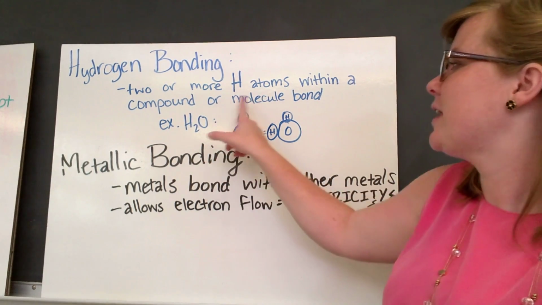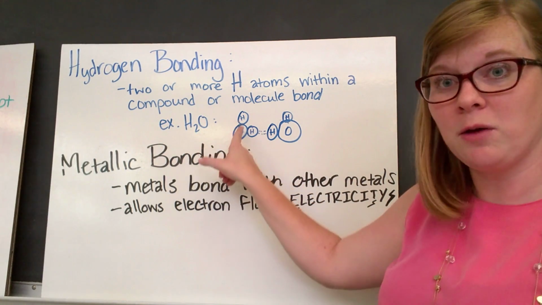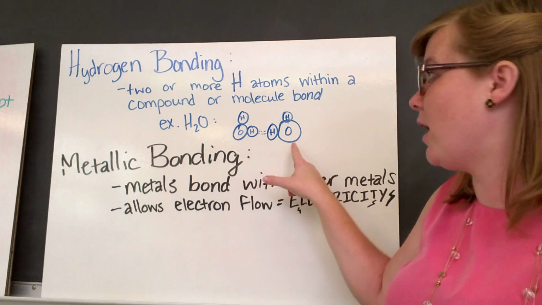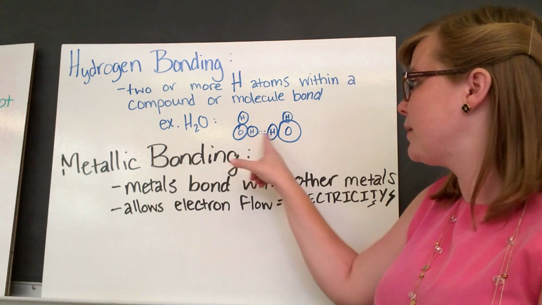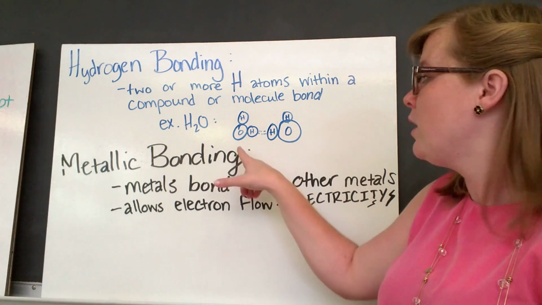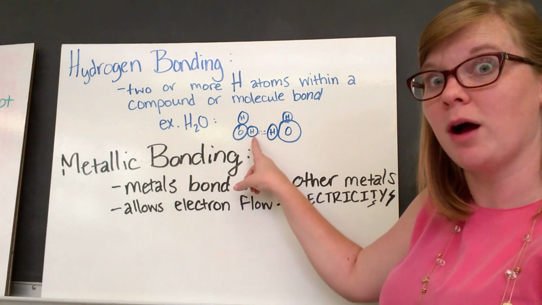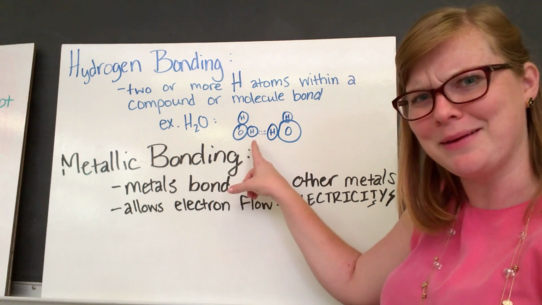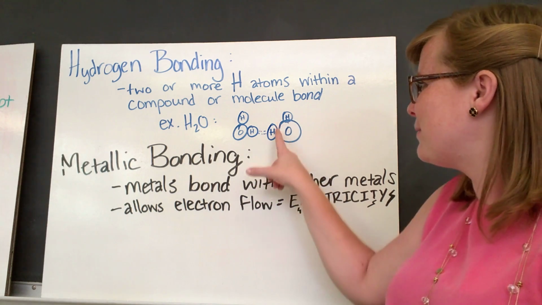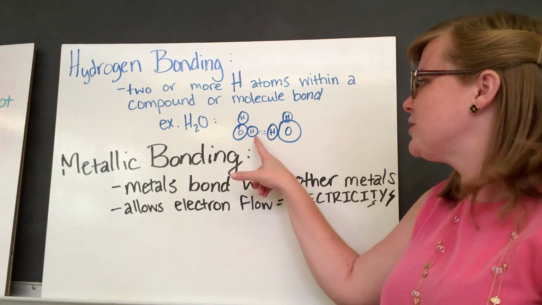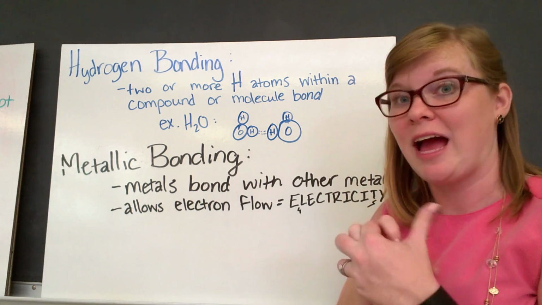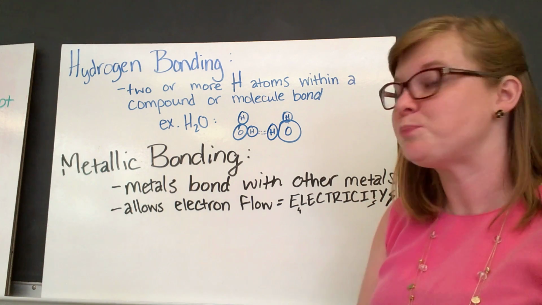Water is, because it is formed with a covalent bond. So hydrogen atoms in a compound or a molecule like water are going to bond to each other. So these guys are going to be attracted to each other. So I've got one covalently bonded water molecule, another covalently bonded water molecule. Those hydrogens are going to be attracted to each other, which is actually how we get bodies of water.